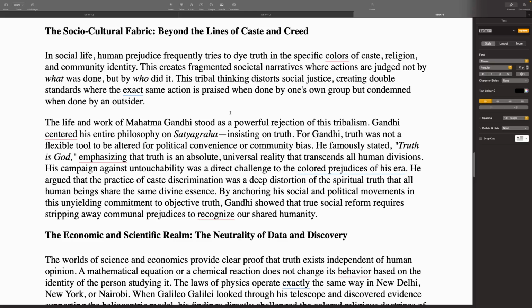The life and work of Mahatma Gandhi stood as a powerful rejection of this tribalism. Gandhi centered his entire philosophy on satyagraha, insisting on truth. For Gandhi, truth was not a flexible tool to be altered for political convenience or community bias. He famously stated, "Truth is God," emphasizing that truth is an absolute universal reality that transcends all human divisions. His campaign against untouchability was a direct challenge to the colored prejudices of his era. He argued that the practice of caste discrimination was a deep distortion of the spiritual truth that all human beings share the same divine essence. By anchoring his social and political movements in this unyielding commitment to objective truth, Gandhi showed that true social reform requires stripping away communal prejudices to recognize our shared humanity.